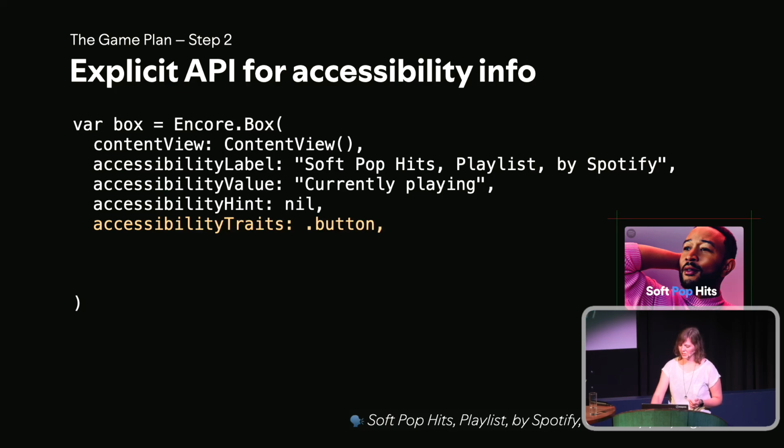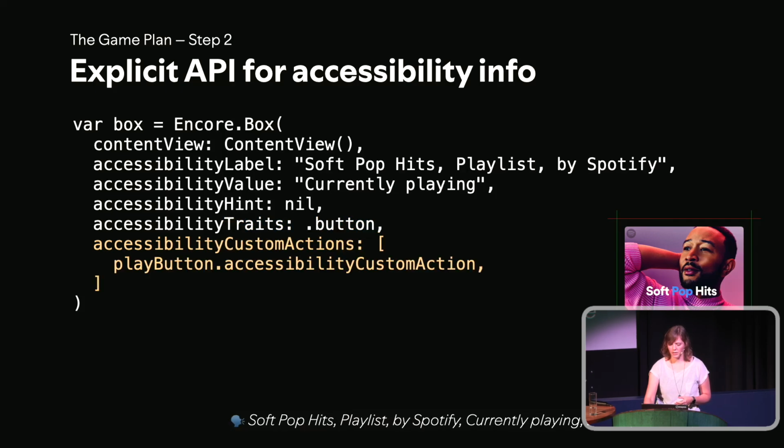Then we have the accessibility traits. So this describes the component, what it semantically represents. If you can interact with it, it's a button. And then we have the custom action. So any other button that's inside the component, for example, in this case, the play pause button, should be added here. So in the end, VoiceOver would announce: soft pop hits playlist by Spotify, currently playing, button, actions available.